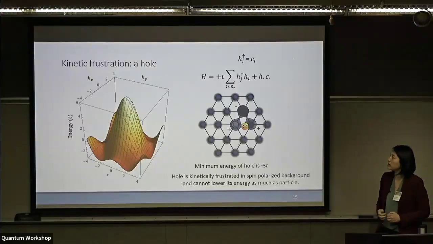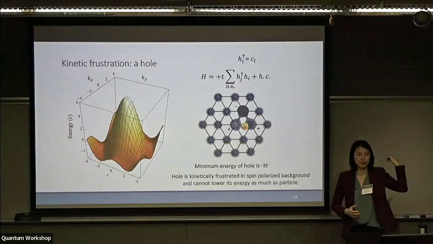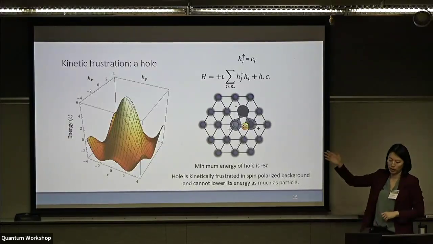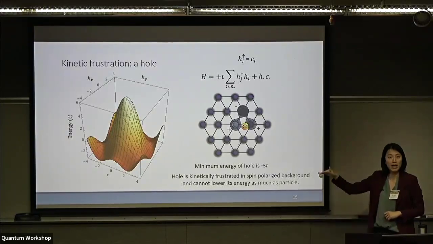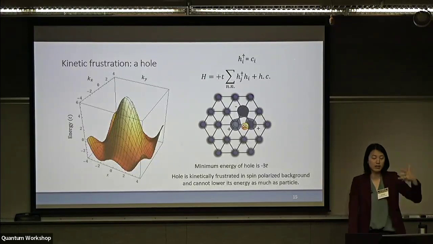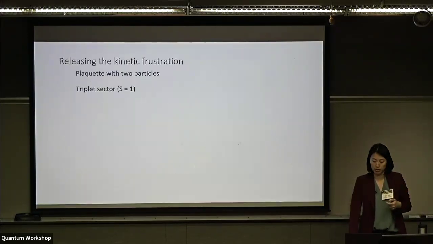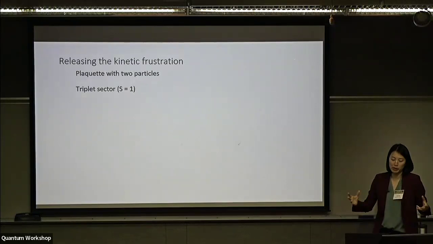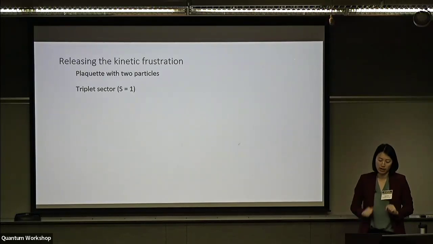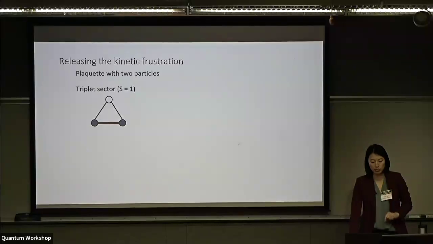And one can see this in the band structure. If I just flip over the band structure from the last slide, now the hole is kinetically frustrated, and you can see this because its minimum energy is now at -3 tunnelings instead of -6. So the hole cannot lower its energy as much as the particle can. But nature provides a way, maybe, to fix this kinetic frustration when you go into a spin-1/2 system, the full Hubbard system. And let's again look at this on a single plaquette.